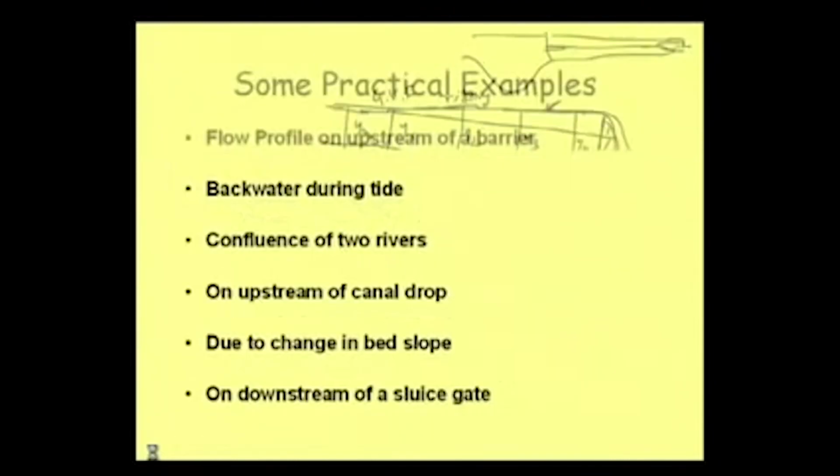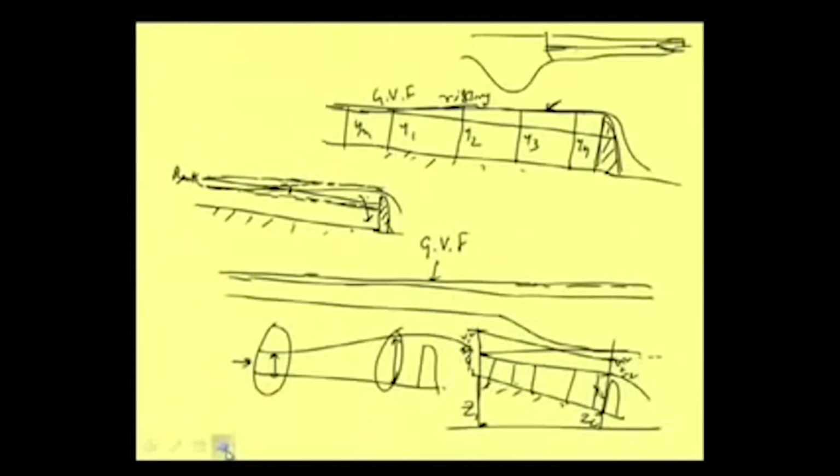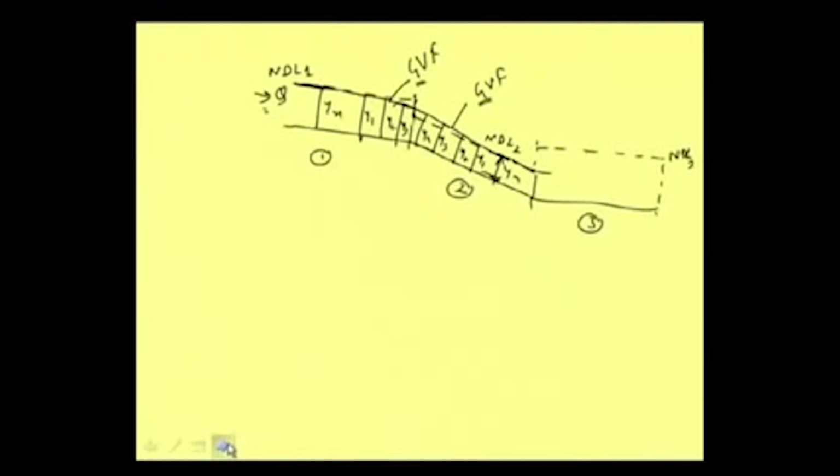Then another example is, say, on the downstream of a sluice gate. So, what is a sluice gate? Many a time we provide a sluice gate to control or to regulate our flow. Say water depth normally is flowing at this level, let me use a dotted line. Normally suppose it flows, uniform flow occurs at this level.